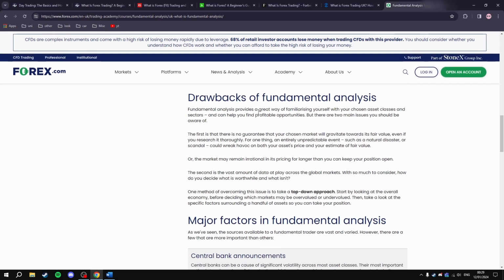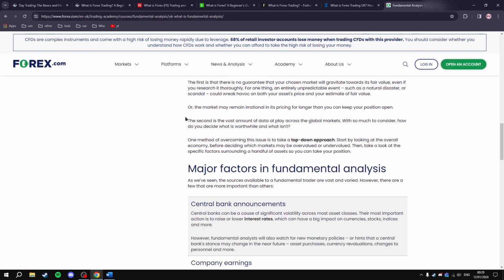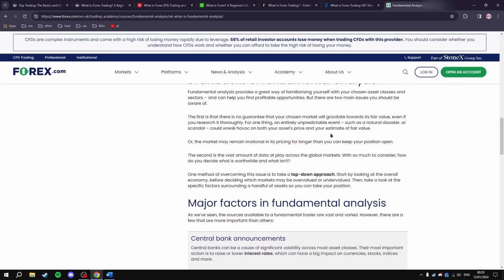Fundamental analysis provides a great way of familiarizing yourself with your chosen asset classes and sectors, and can help you find profitable opportunities, but there are two main issues you should be aware of. The first is that there is no guarantee that a chosen market will gravitate towards its fair value.